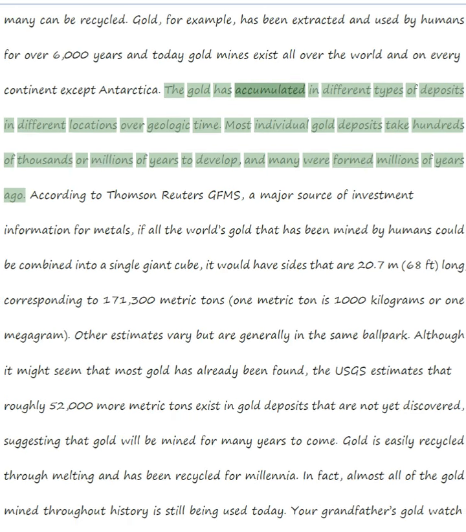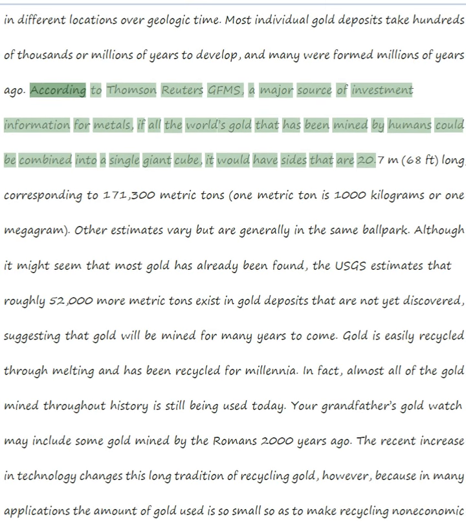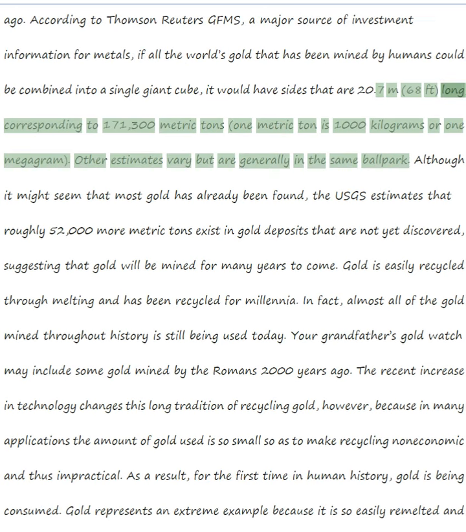The gold has accumulated in different types of deposits in different locations over geologic time. Most individual gold deposits take hundreds of thousands or millions of years to develop, and many were formed millions of years ago. According to Thomson Reuters GFMS, a major source of investment information for metals, if all the world's gold that has been mined by humans could be combined into a single giant cube, it would have sides that are 27 m long, corresponding to 171,300 metric tons.